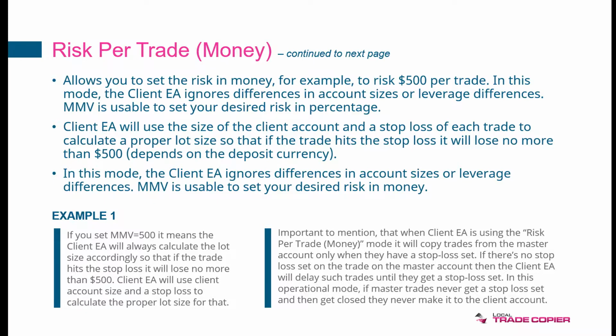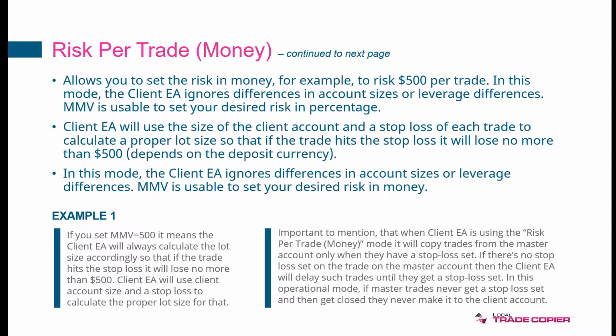In this mode, the client EA ignores differences in account sizes or leverage differences as well. I think I mentioned that already. So if you set MMV to 500, it means the client EA will always calculate the lot size accordingly, so that if the trade hits the stop loss, it will lose no more than $500. Well, roughly, we have slippages and spreads and such, so it's roughly $500. The client EA will use the client account size and the stop loss to calculate the proper lot size for that.